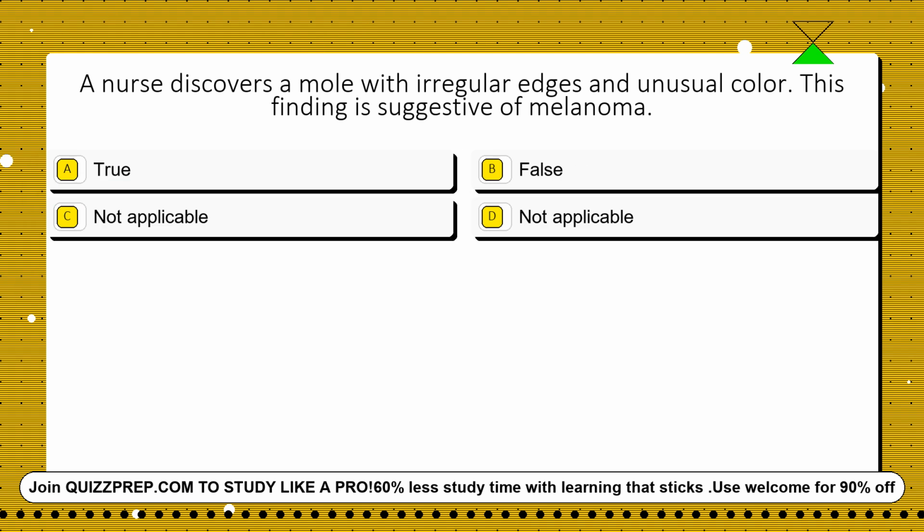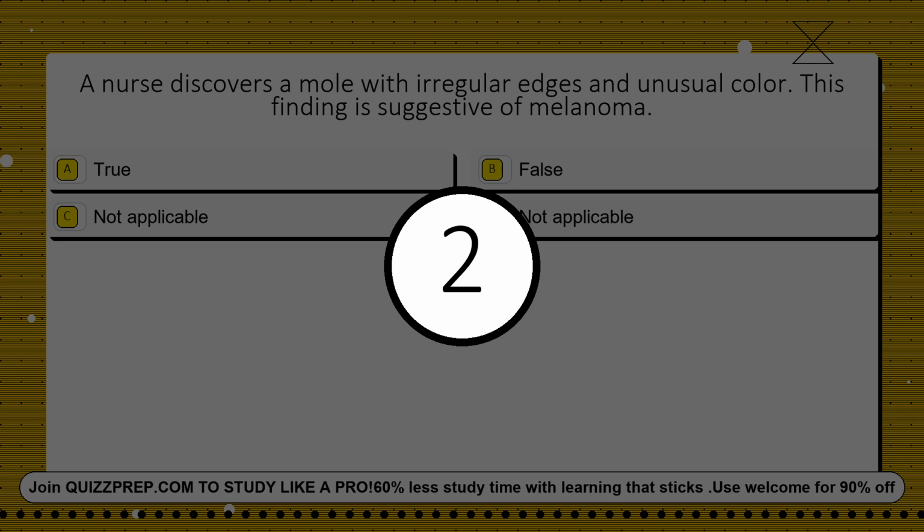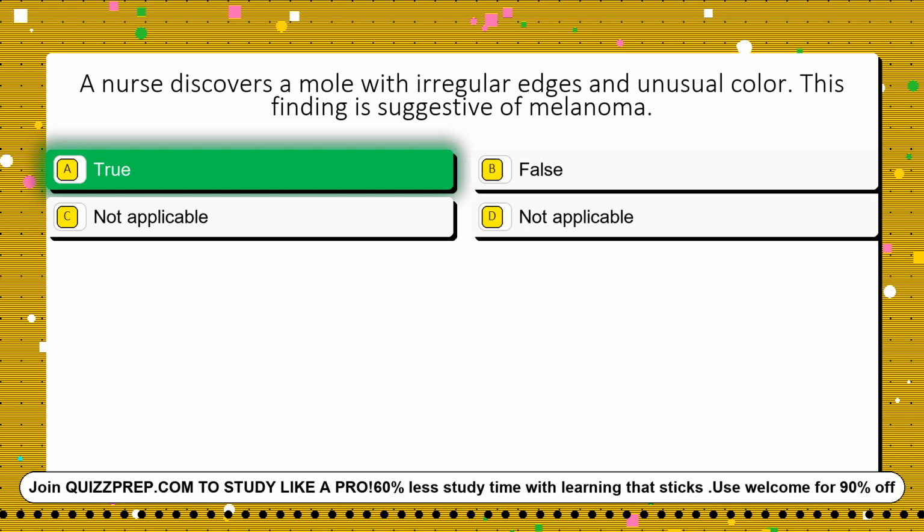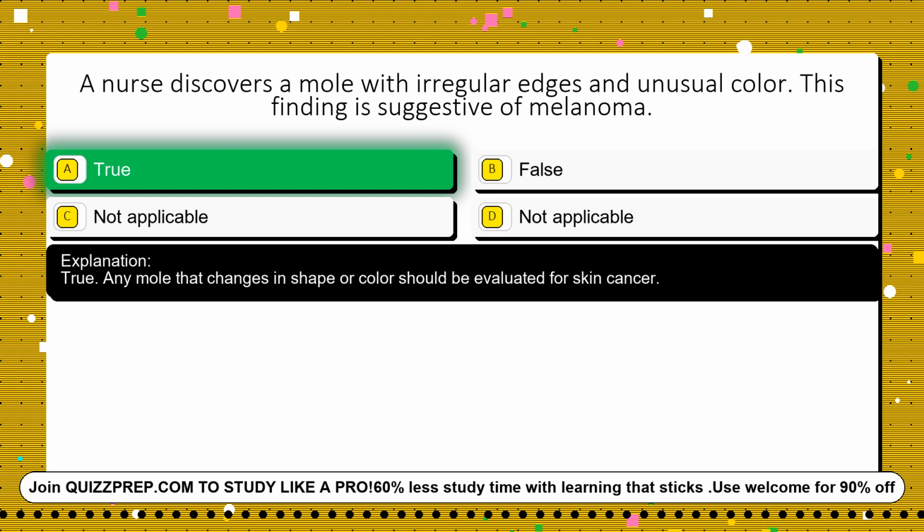Question 103. A nurse discovers a mole with irregular edges and unusual color. This finding is suggestive of melanoma. Option A, true. Option B, false. Option C, not applicable. Option D, not applicable. The correct answer is option A, true. True. Any mole that changes in shape or color should be evaluated for skin cancer.